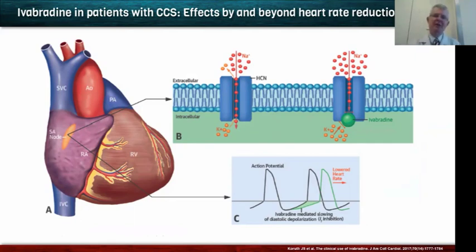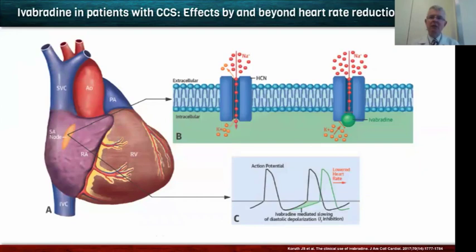We understand now that compared to beta blockers, ivabradine increases the diastolic time more. And by doing so, it will increase the time for myocardial perfusion to a greater extent compared to beta blockers. Number two, collateralization. We have data showing that ivabradine promotes collateralization.